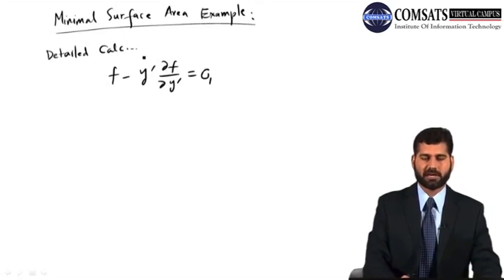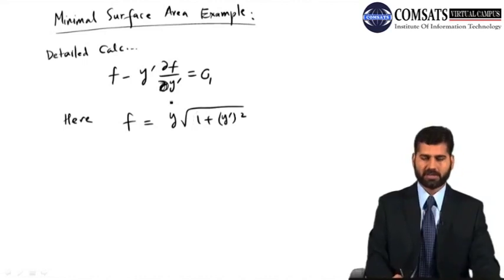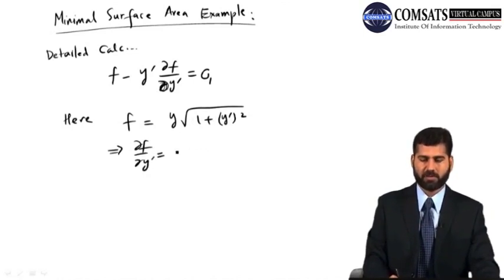So the missing details which are in the minimal surface area example are, this is our Euler first integral of the Euler equation. All right, f minus y prime partial f by partial y prime is equal to constant. Here f is y times square root of 1 plus y prime square. All right, so what I need is partial f by partial y prime. So from here, partial f by partial y prime will be equal to y times y prime over square root of 1 plus y prime square.